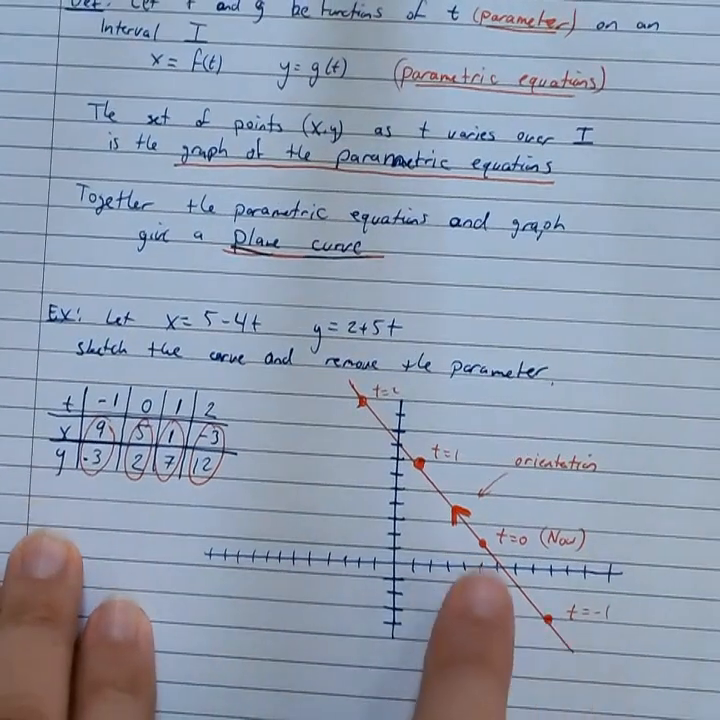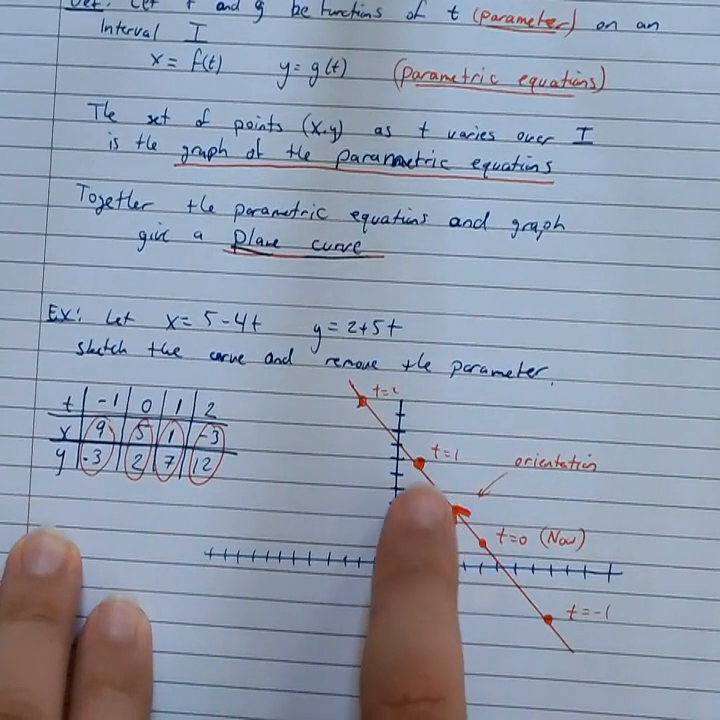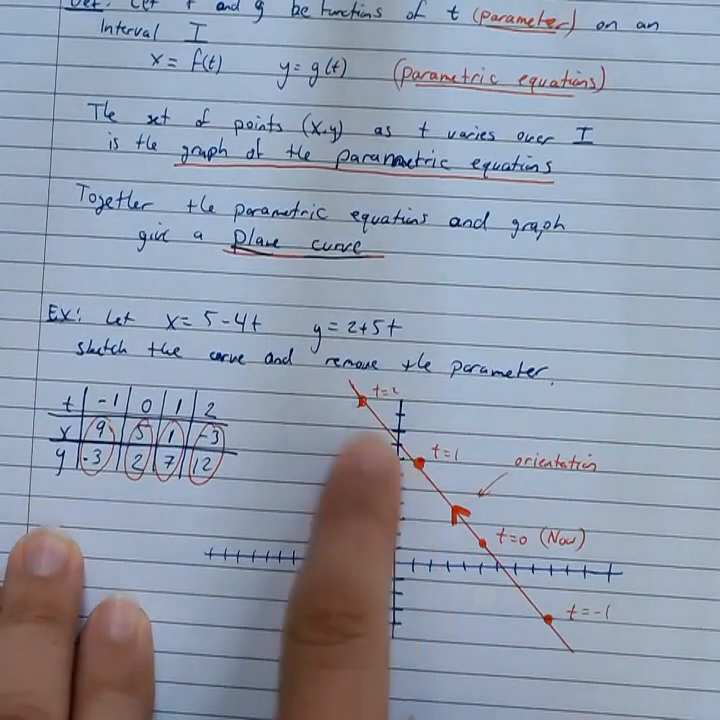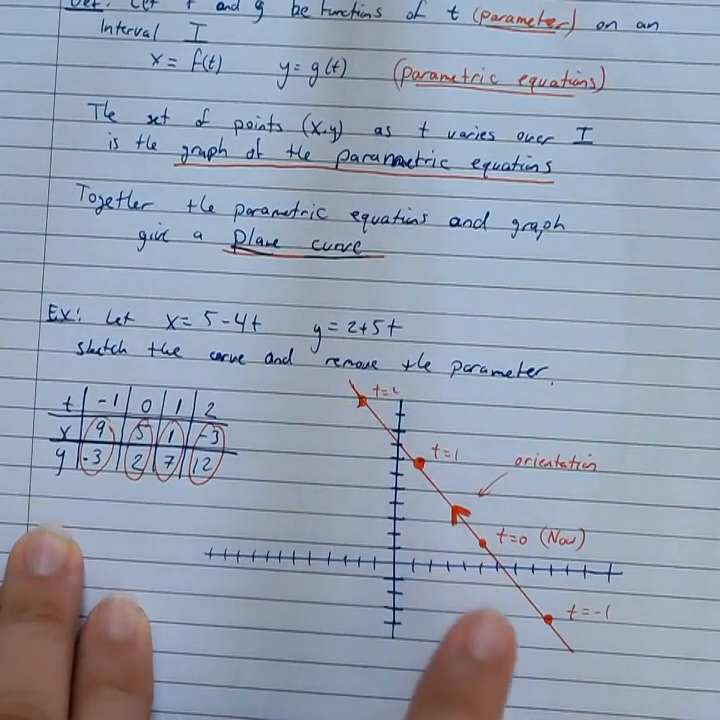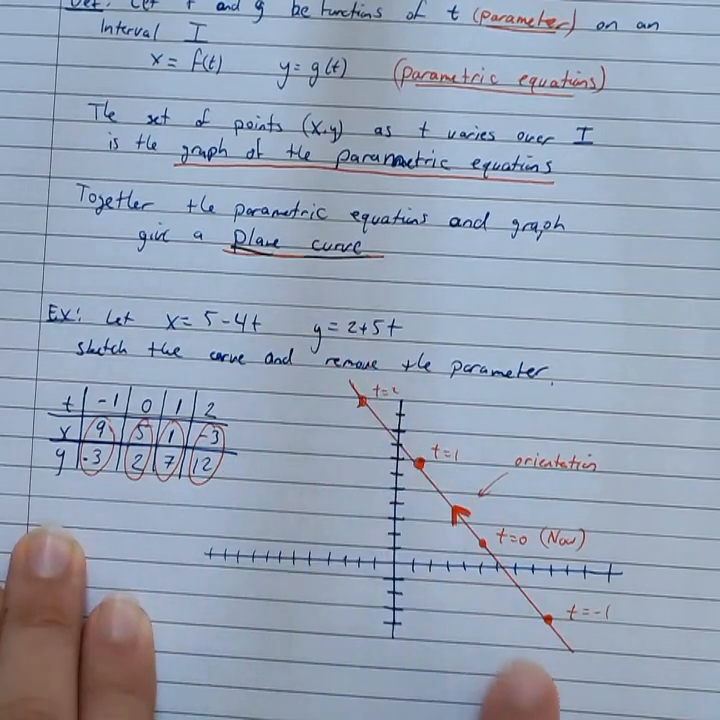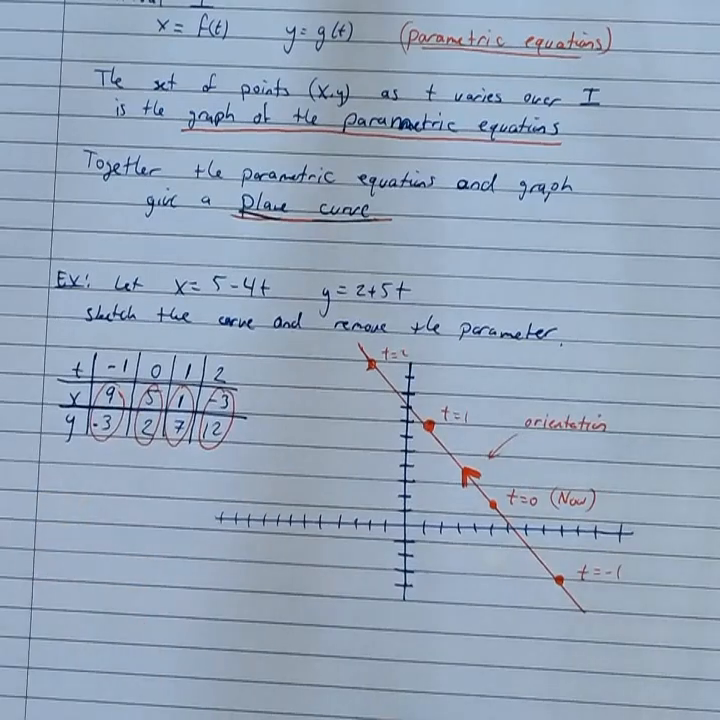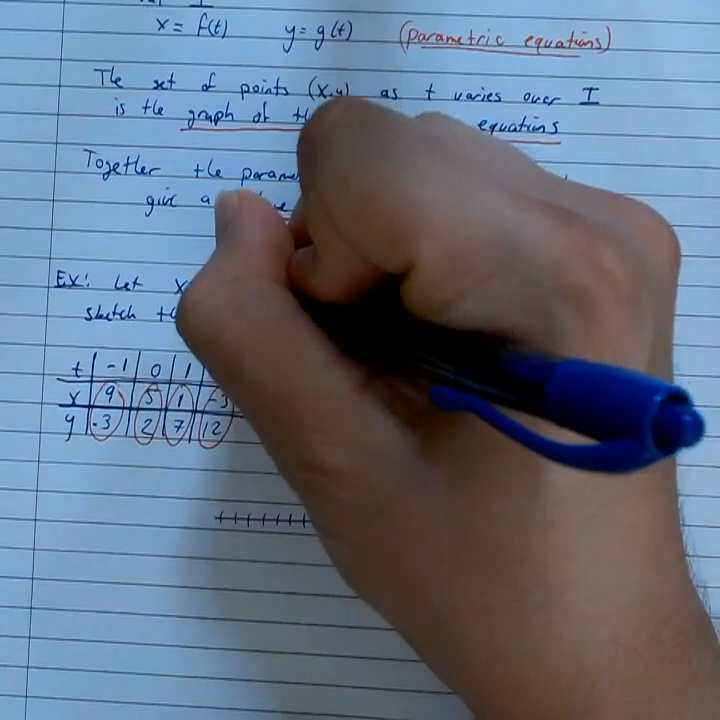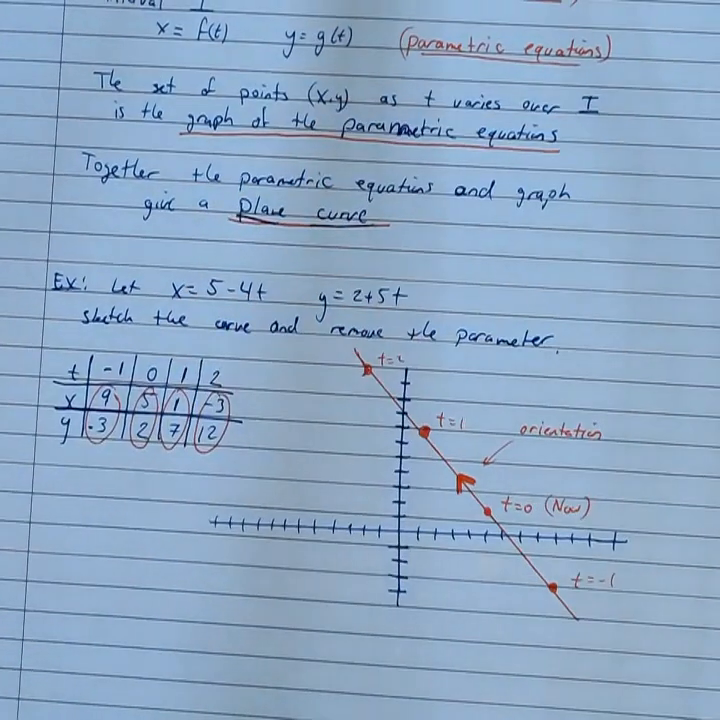It's there to tell you, okay, here's where I am now. Here's where I'll be in 1 unit of time. Here's where I'll be 2 units of time from now. Here's where I was a moment in the past. But if you don't care about the values of t, you could just describe this path without the parameter. That's called removing the parameter. Removing the parameter can be simple or complicated, and it all depends on what these equations look like.